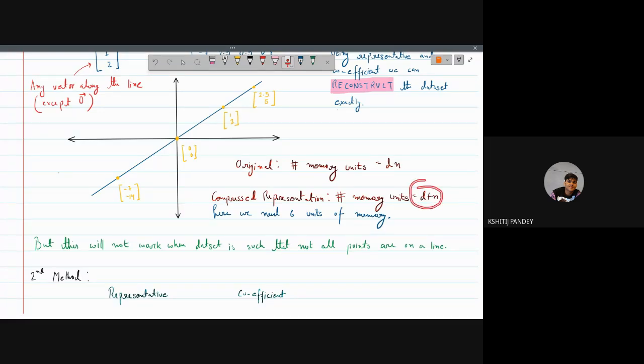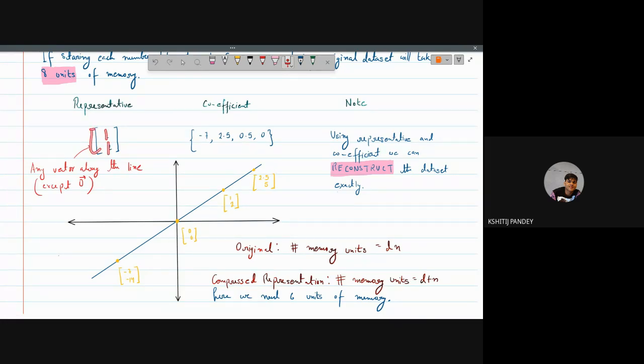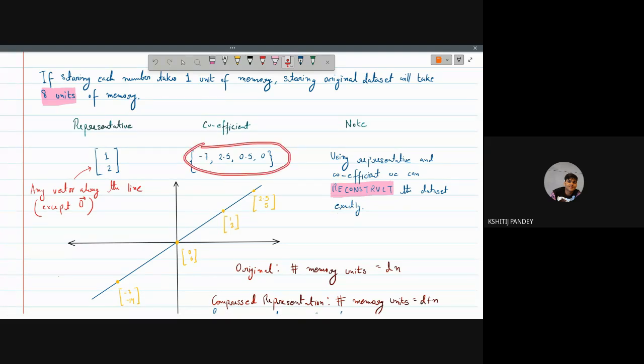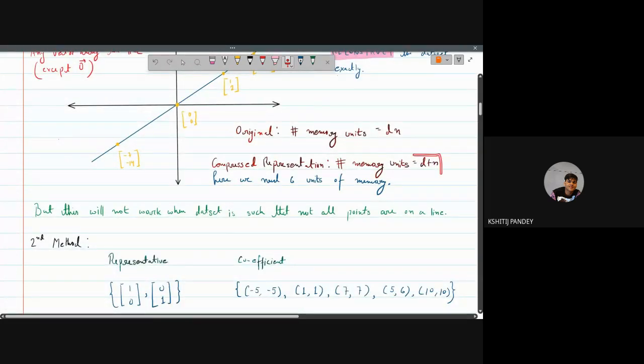We just need d plus 1 units of memory. And how is that? Because this is in RD. So you need d units of memory to store the representative vector, and you have to store one scalar for each data point. So given that you have n data points, you will store n scalars. So n comes from coefficient and d comes from representative. That's why you have d plus n units of memory required to store this compressed version.